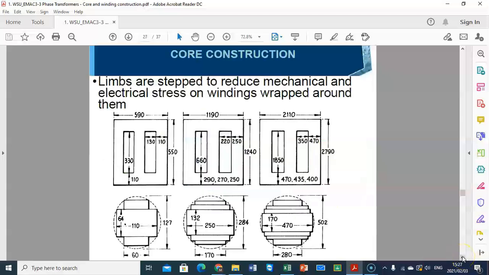So here we can see the limbs are steps to reduce mechanical and electrical stress on the winding wrapped around them. As you see here, we are laminating the core, but the laminations are not all the same size, because we want to make sure it is more and more like a circle, or round, so that once we put the winding around it, the air gap between the winding and the core should be less.